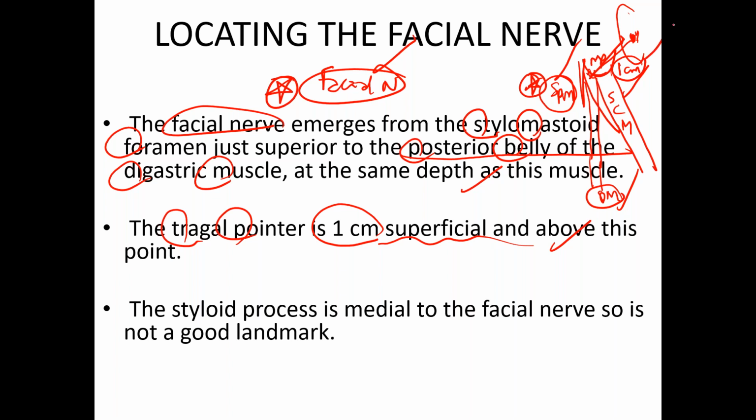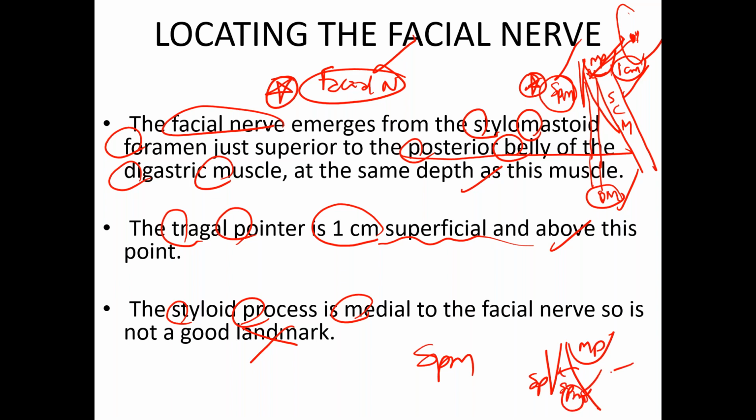The styloid process is medial to the facial nerve. It's not a good landmark. I already told you. You should remember that the styloid process is medial to the facial nerve. Take the mastoid tip like this. The facial nerve will be like this. This will be the styloid process. This is the mastoid process. The styloid process is medial. You can write SPM as simple as that. If you draw this diagram, it will be very good in the examination.